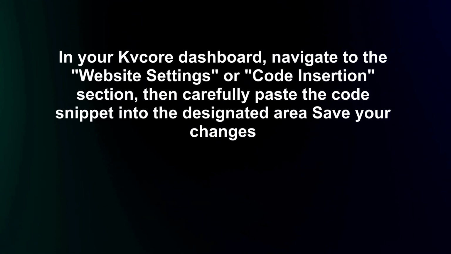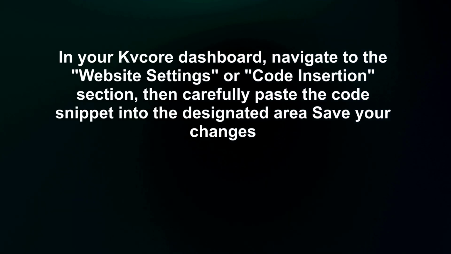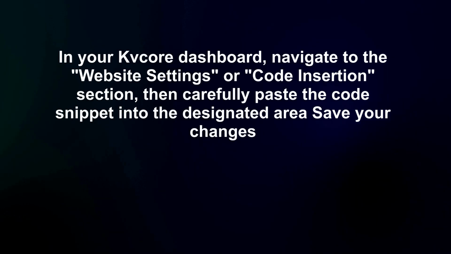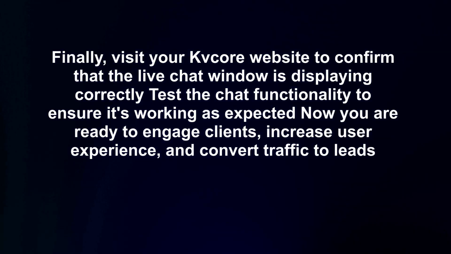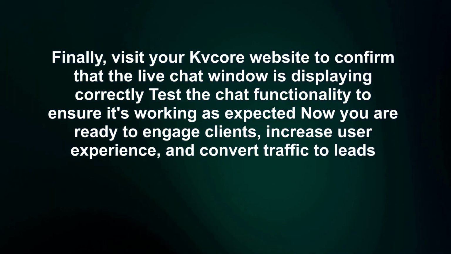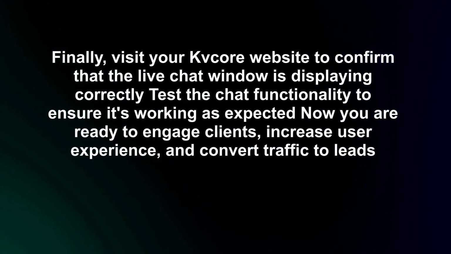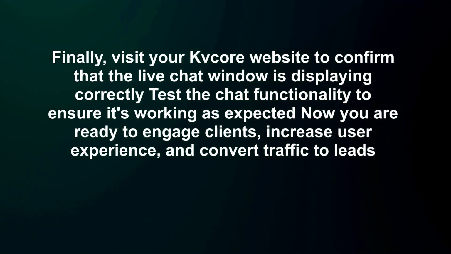In your Kvcore dashboard, navigate to the website settings or code insertion section, then carefully paste the code snippet into the designated area. Save your changes. Finally, visit your Kvcore website to confirm that the live chat window is displaying correctly. Test the chat functionality to ensure it's working as expected. Now you are ready to engage clients, increase user experience, and convert traffic to leads.